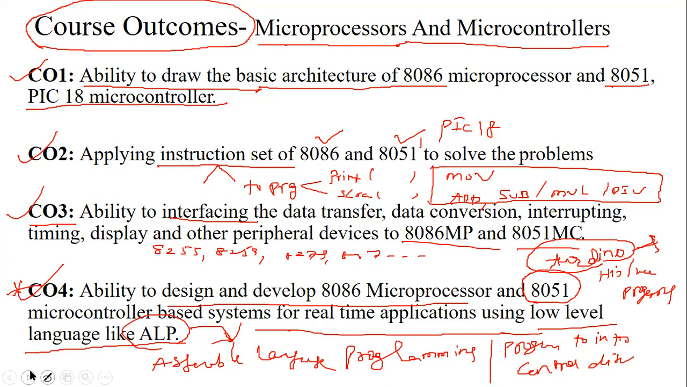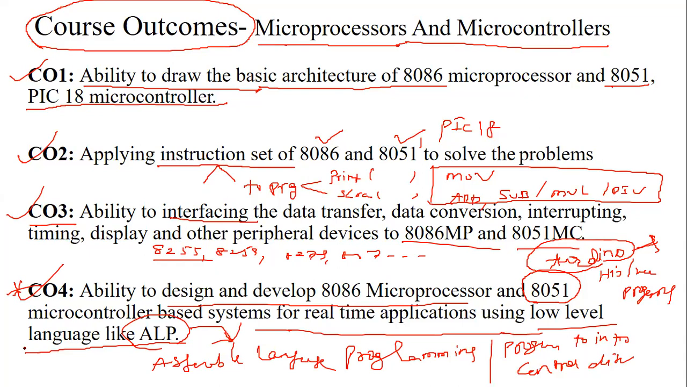Okay, what is the first one? A student must be able to draw the architectures. Then what is the second one? The students must know the different instruction sets. Then what is the third one? His ability to interface the different types of input-output devices by using these interfacing units. And what is the fourth one? He's capable of writing their own programs to develop different applications to control different types of devices. So we are guaranteed that.